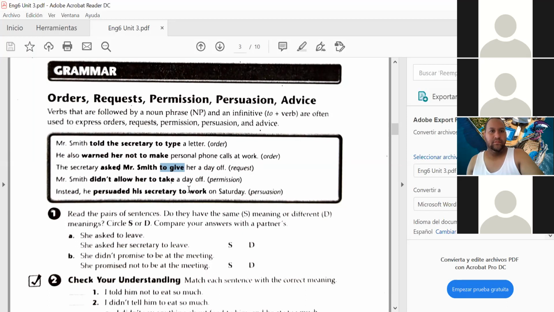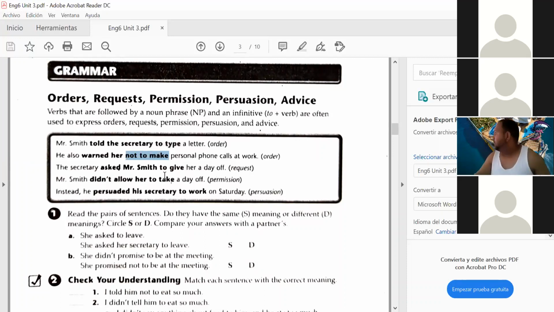If you don't use the infinitive, then you have problems. Something else that I'm going to mention very quick, because I know you noticed that: the infinitive can be affirmative or negative. Let's take a look at sentence number 1. It says, Mr. Smith told the secretary to type. To type, that's affirmative, to do it, right? But the second one says, he also warned her not to make. You see, not to, that's negative infinitive.